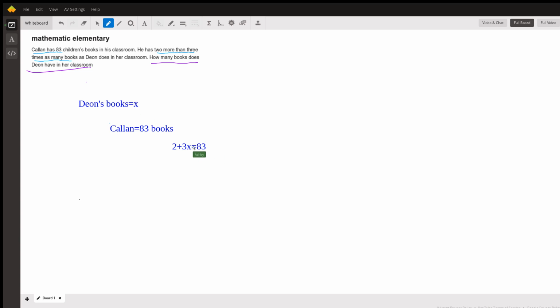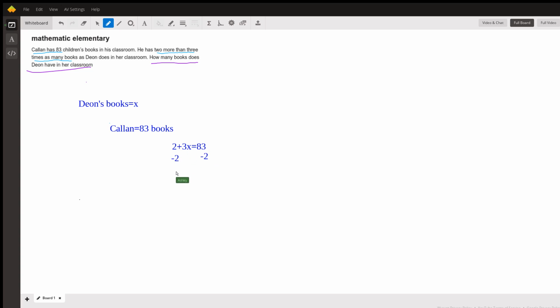So now we want to get rid of any whole numbers that are not connected to the variable. So the variable is x, and we have a whole number of 2. To get rid of that whole number, we're going to do the opposite operation. So if we're adding it, we're going to subtract it. So let's subtract 2 from both sides. So right here it'll be minus 2. Make sure you do it. Whatever you do on one side, you have to do on the other.